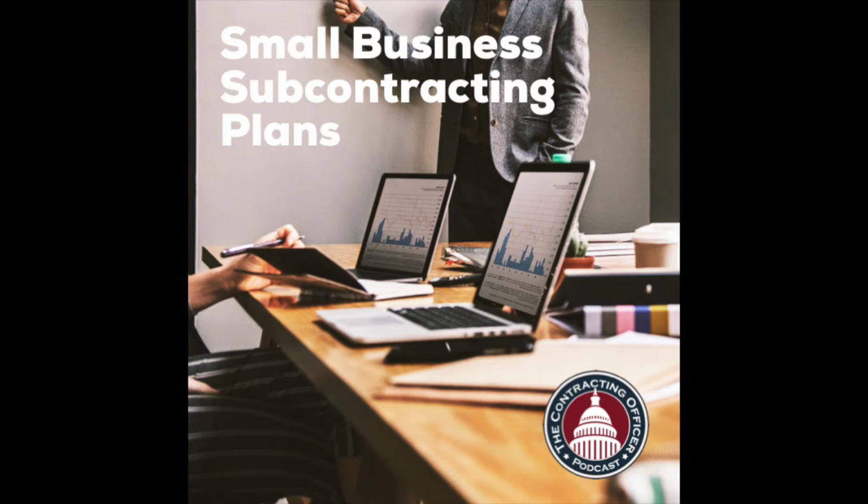If it's not acceptable to the contracting officer and you can't negotiate an acceptable plan, the FAR says you can be declared ineligible for award. Bottom line, you have to submit a plan that the contracting officer accepts, or they can move on to somebody else that does have a better plan to support small businesses.